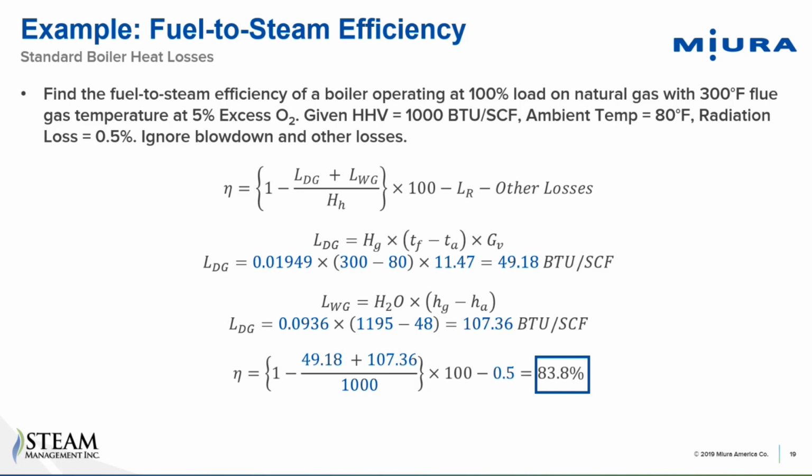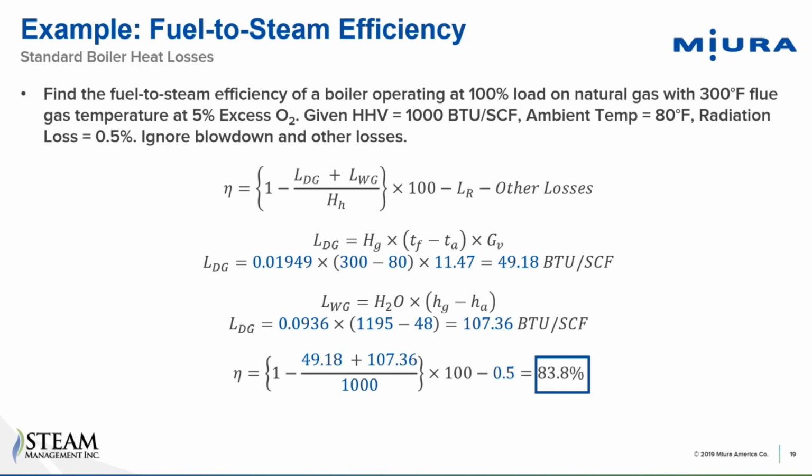Ambient temperature is 80 degrees, and we've got a radiation loss of 0.5%. So we're going to ignore all the other losses for this. We're just going to say what is dry gas, wet gas, and radiation loss, basically. So dry gas is flue gas enthalpy times the difference in temperature of that flue gas to ambient, and then multiplied by the dry flue gas volume per unit fuel. So it's all going to be expressed in terms of per unit fuel.